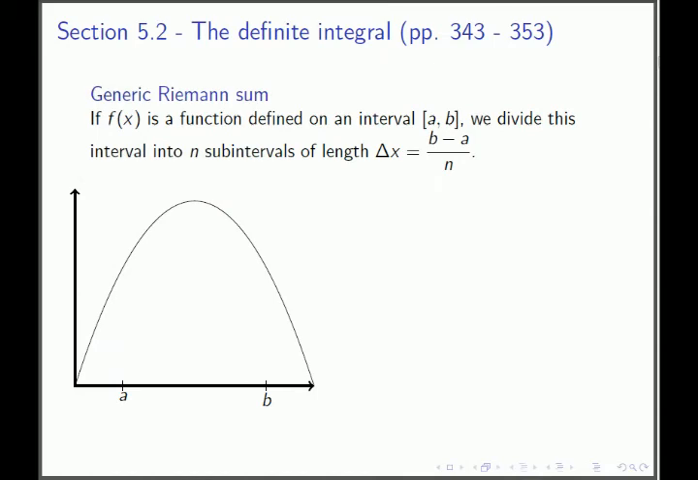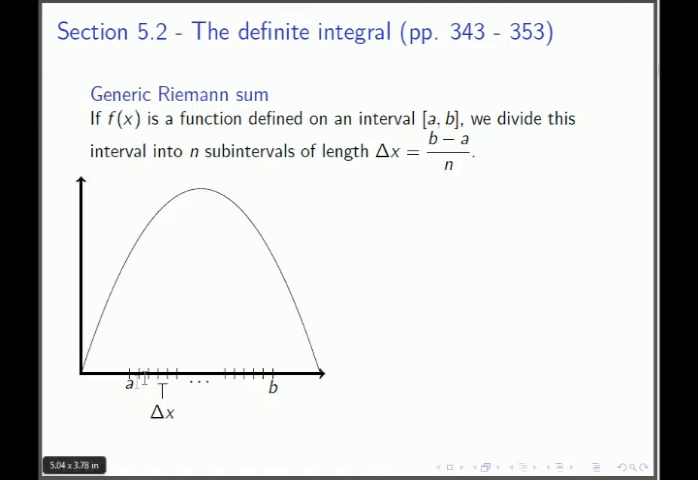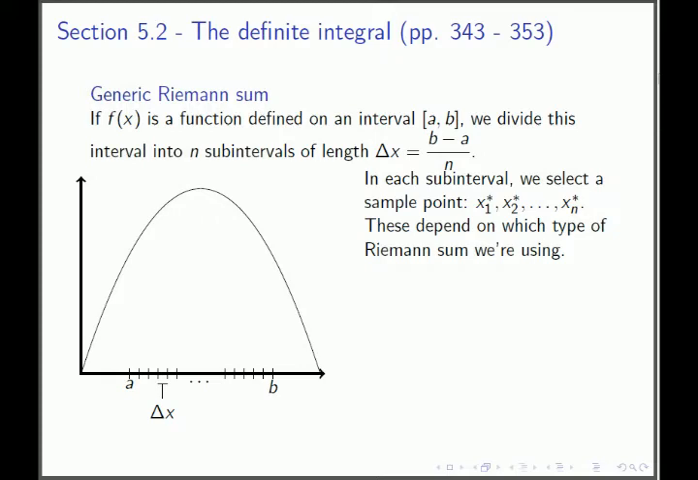If I'm trying to form the generic Riemann sum of a certain function on a certain interval, what we do is we're dividing this interval from a to b into n subintervals of length, we're calling it delta x, and that's the length of the interval, b minus a, divided by the number of rectangles. And so this is what it would look like in general. We're dividing it into n subintervals, each of length delta x. Now in each subinterval, we're selecting a sample point, x1 star, x2 star, up through xn star. In each subinterval, there's some x star. And these are going to depend on which type of Riemann sum we use.